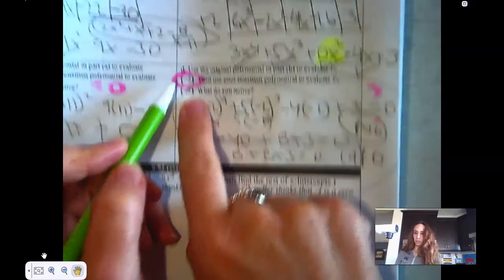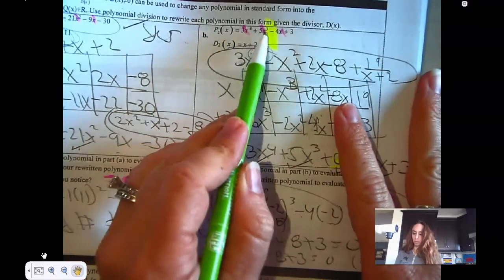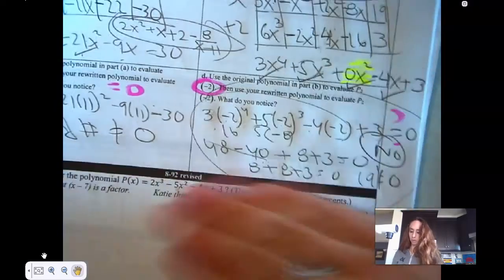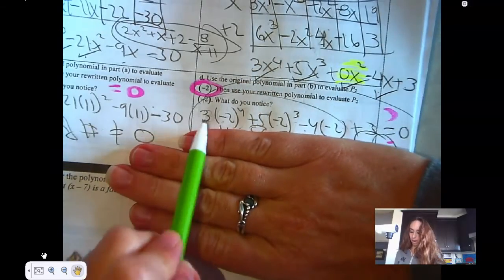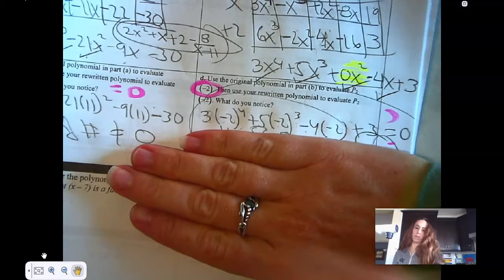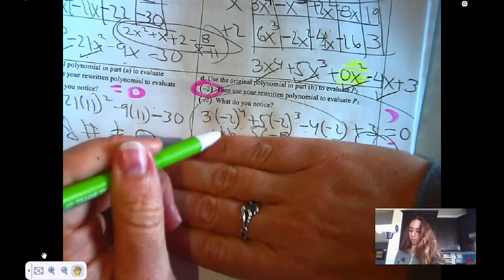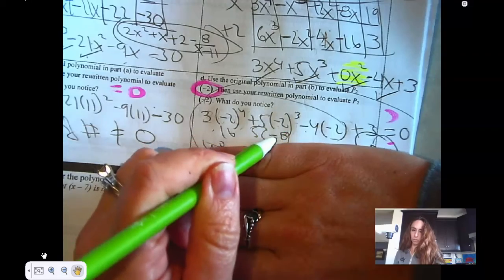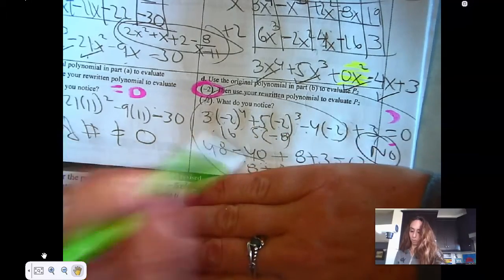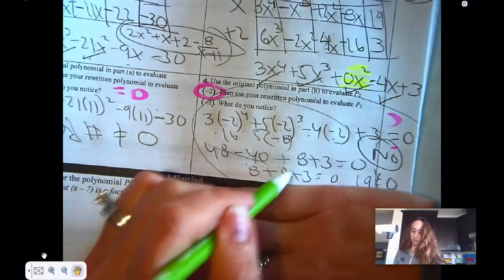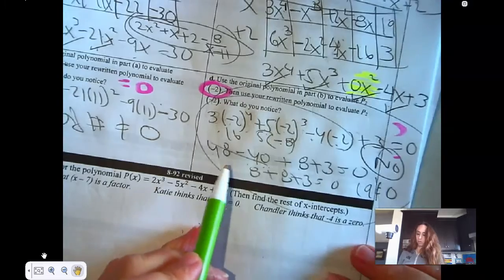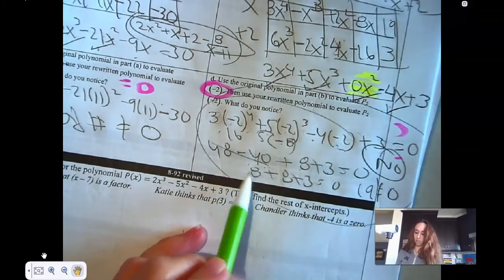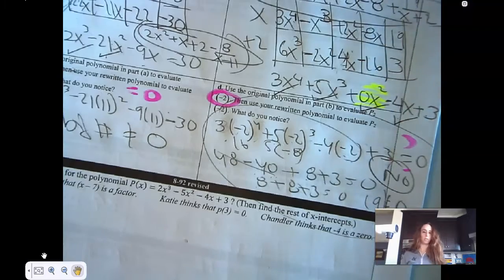So I took -2 and I plugged it back into the original. And when I did that, that's what I had. And there it is. I want to find out if it equals 0. So I did -2 to the 4th is 16 times 3 is 48. -2 cubed is -8 times 5 is -40. And a negative times a negative is a positive, and I brought it down. 48 minus 40 is 8 plus 8 plus 3. It doesn't equal 0. You're done.